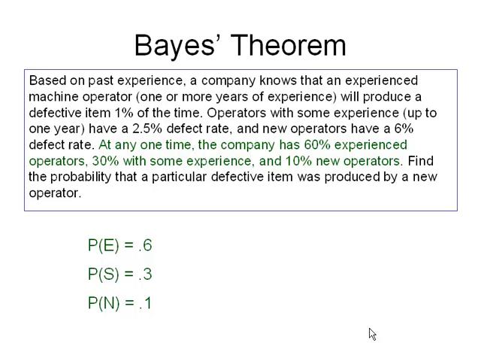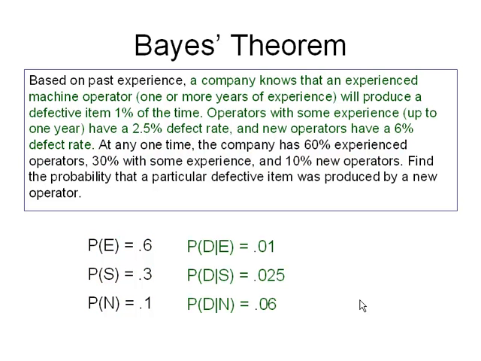So I see that up in the problem statement with what I've labeled here in green. Now we've got these other probabilities here, the 1%, the 2.5%, and the 6%. And what those are is the probability of a defective given an experienced operator. So it said an experienced operator will produce a defective item 1% of the time. So that's 0.01. It said that an operator with some experience will produce a defective with 0.025 probability, or 2.5% of the time. And if you have a new operator, they'll produce a defective 6% of the time, or the probability of 0.06. So I need to recognize that I was being given some conditional probabilities here.